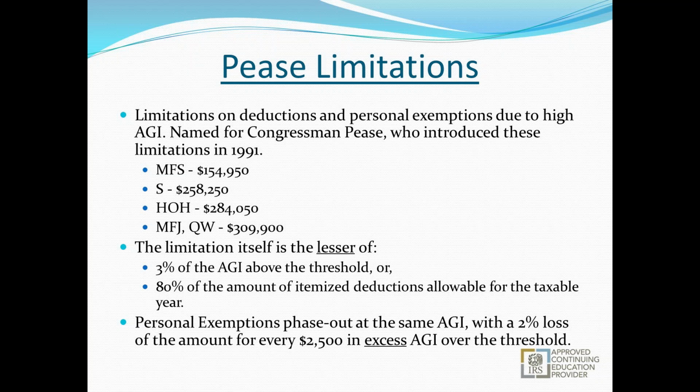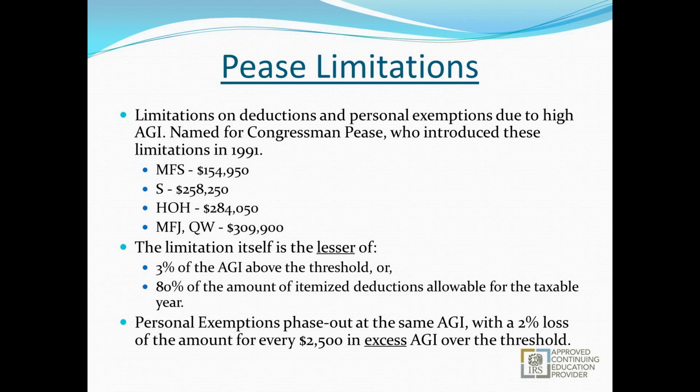And basically, when your income, your AGI, hits certain levels, you start to lose itemized deductions and personal exemptions. For a married filing separate person, they get the worst end of the deal, like usual: $154,950. A single person, $258,250. Head of household a little bit higher at $284,050, and married filing joint, qualifying widower / surviving spouse, $309,900.